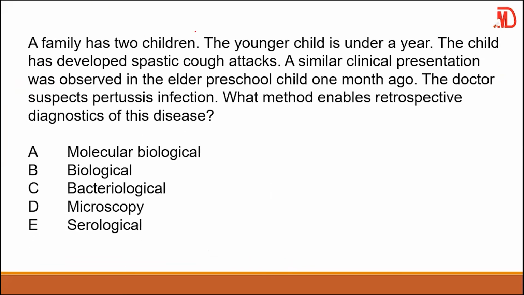A family has 2 children. The younger child is under 1. The child has developed spastic cough attacks. A similar clinical presentation was observed in the elder preschool child 1 month ago. That means this child should be around 4 or 5. Now, the doctor suspects pertussis infection. What method enables retrospective diagnostics? When we say retrospective, that means backwards or previously.